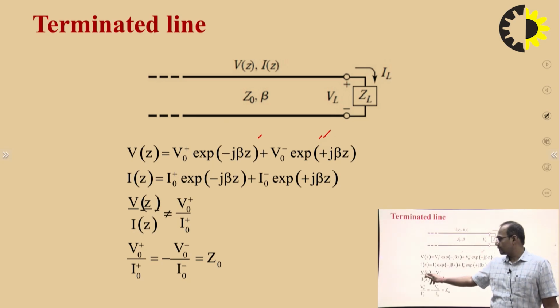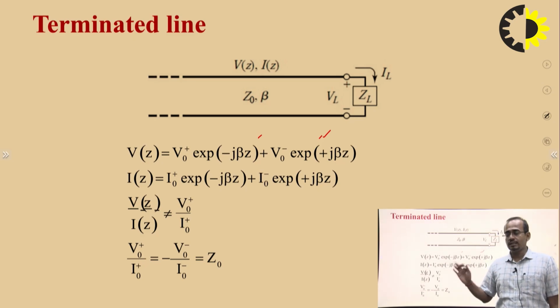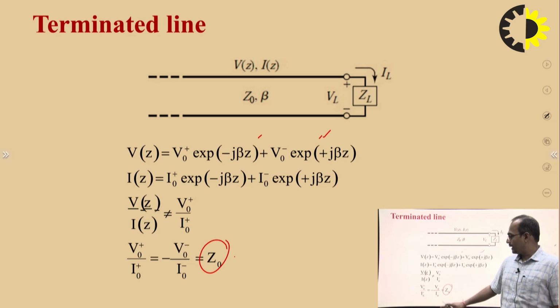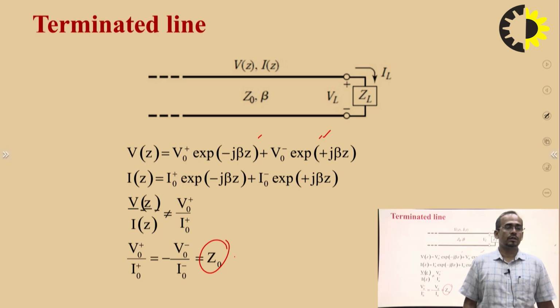Similarly, we can say Vz upon Iz is not equal to V0+ upon I0+. Why? Because in these voltage and current equations we have both V0+ and V0-, I0+ and I0-, which are defined at the distance z. And this characteristic impedance is nothing but V0+ upon I0+ equal to V0- upon I0-. So in this way we can define the characteristic impedance.